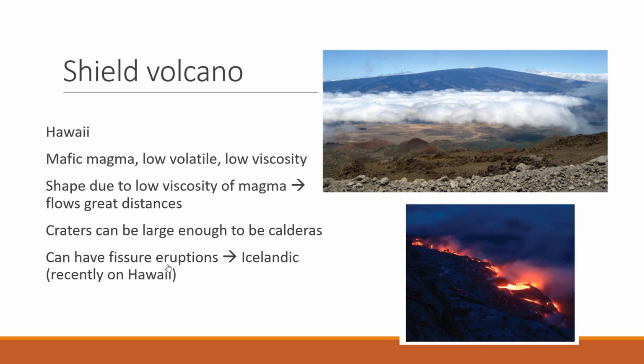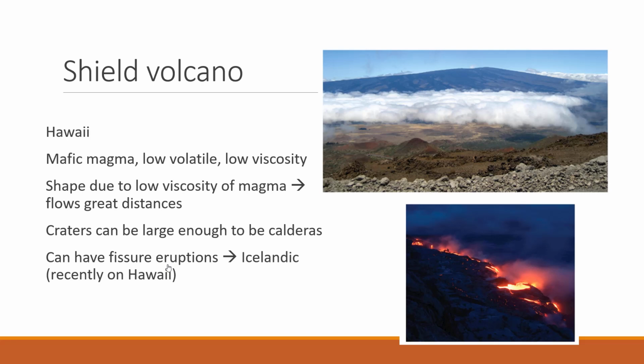Shield volcanoes tend to be more mafic. This is places like Hawaii. They have low volatiles and low viscosity, so the shape is going to be due to this low viscosity of the magma, so it can flow for great distances. The big island of Hawaii is constantly getting bigger with every eruption as that lava flows to the sea. The craters can be large enough to be called calderas in some cases. I prefer the term crater though, to lower confusion.